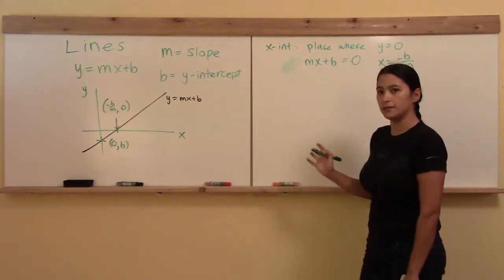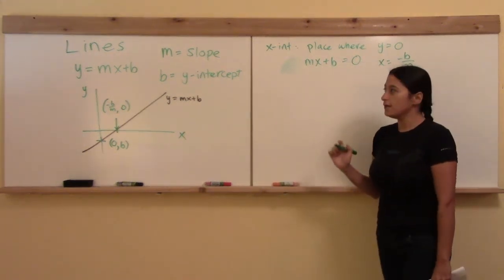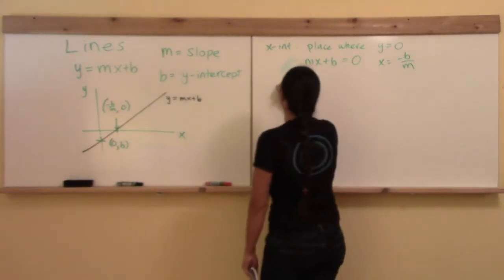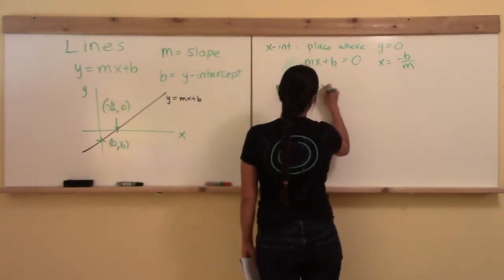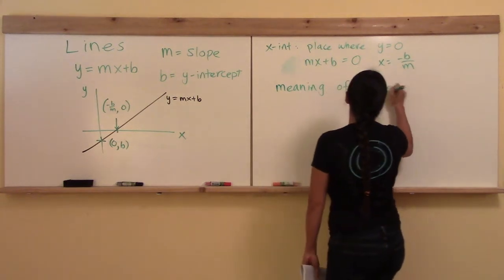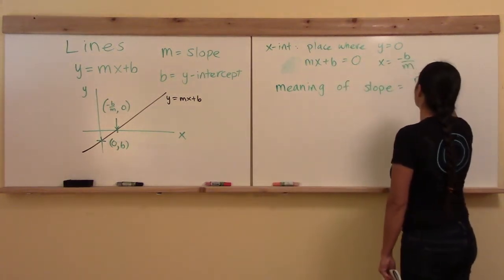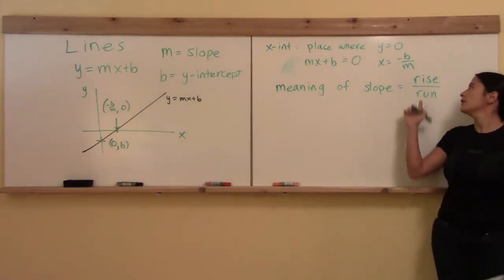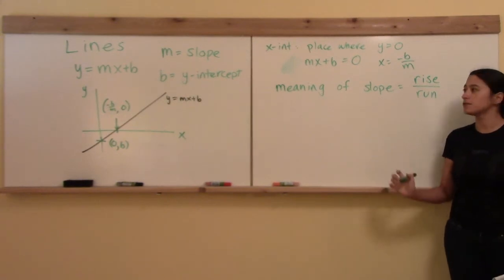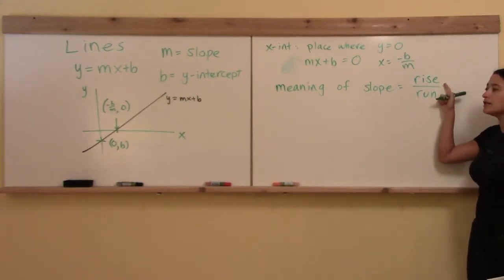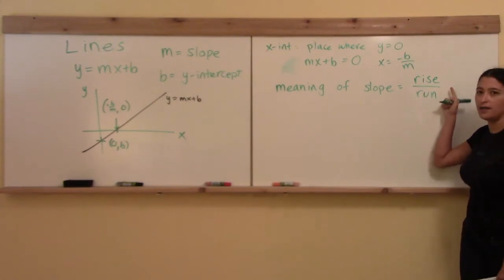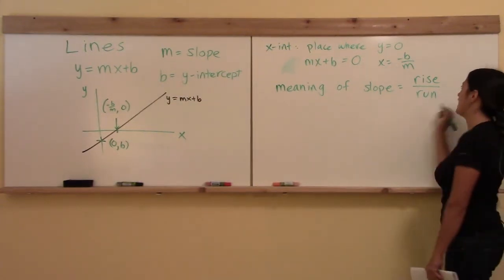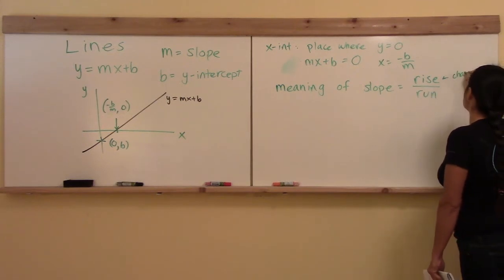Let's talk a little bit about the meaning of slope, because the slope is going to be very important to our concept of line here. Meaning of slope. You guys have probably heard this before, that the slope is equal to the rise over the run. Maybe you've had to sing that to yourself before. That slope is rise over run. What does that really mean? Well, the rise refers to the change in the y, and the run refers to the change in the x. Okay, so the rise is the change in y, and the run, that's going to be the change in x.